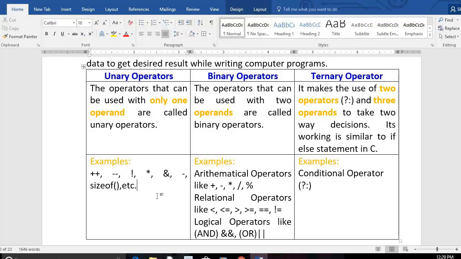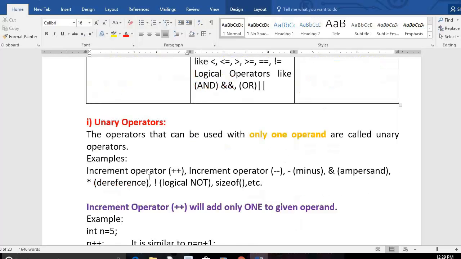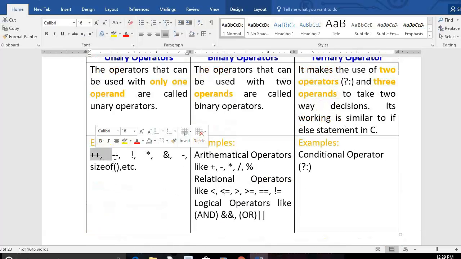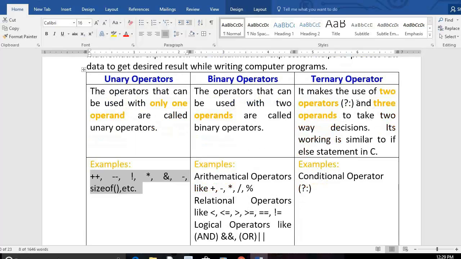You are working with only one: I plus plus. I plus plus means what? I equals to I plus 1. See here: unary operators are the increment operator, decrement operator, logical not, dereference operator to define pointers, ampersand, minus sign, sizeof. We use all these with only one operand. That's why they are unary operators. First we discuss unary, next binary, next ternary.